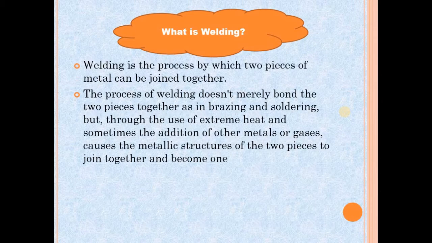As we know, every part of metal that needs to be attached needs to be welded. Hence, welding is the process by which two pieces of metal can be joined together. Besides that, welding doesn't merely bond the two pieces as in brazing and soldering, but through the use of extreme heat and sometimes the addition of other metal or gases, causes the metallic structure of the two pieces to join together and become one.